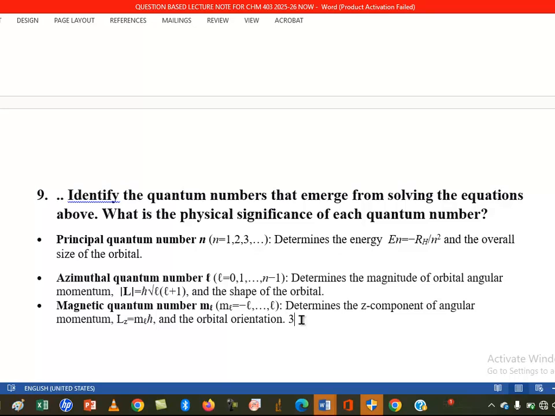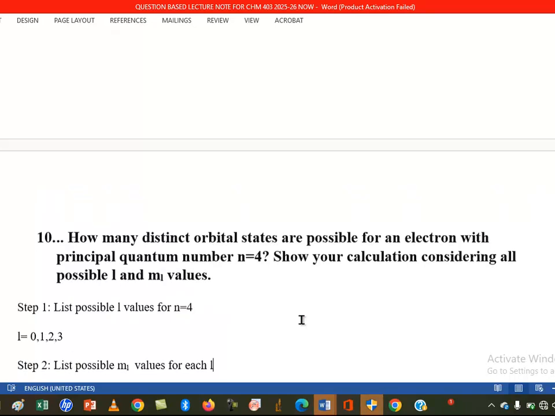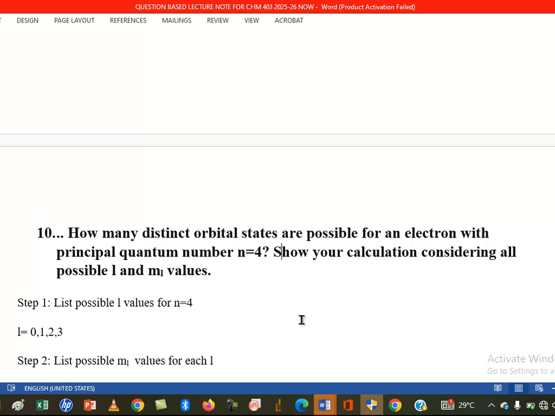Okay, now we move to our next question, that is 10. How many distinct orbitals are possible for an electron with principal quantum number n equals 4? So you have a principal quantum number n equals 4. Show your calculation considering all possible L and M_L values. So when n equals 4, then L can be 0, 1, 2, or 3.